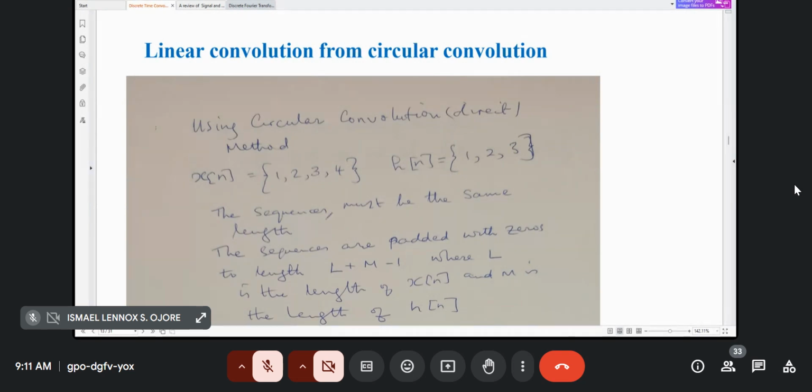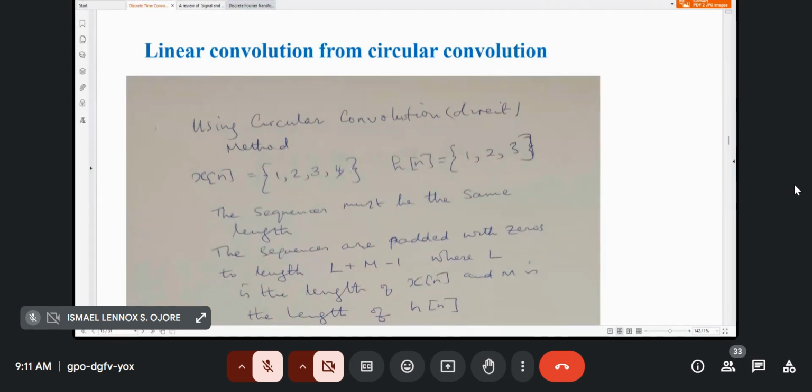Because the sequences must be the same length if we are to use circular convolution. Sorry, we want to do a linear convolution, and for that they don't have to be the same length. But if we are going to use circular convolution to get linear convolution, then we need to make them the same length. The sequences must be the same length for you to perform a circular convolution. So you have to pad them.